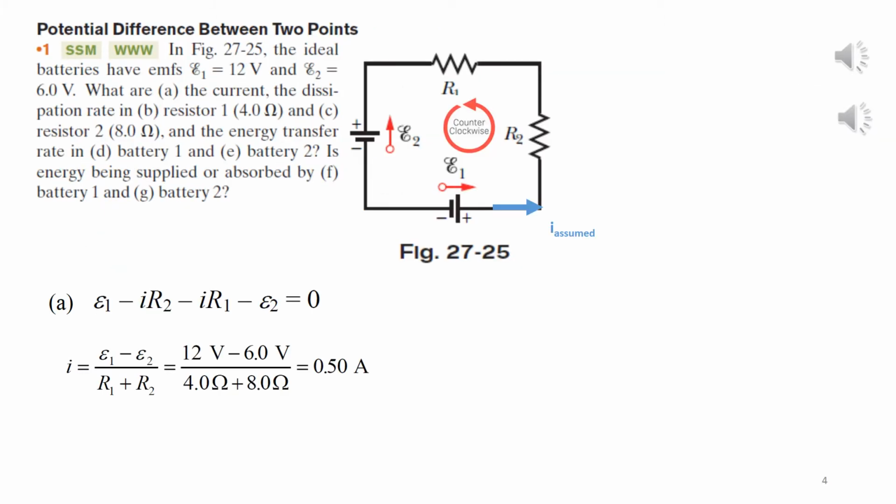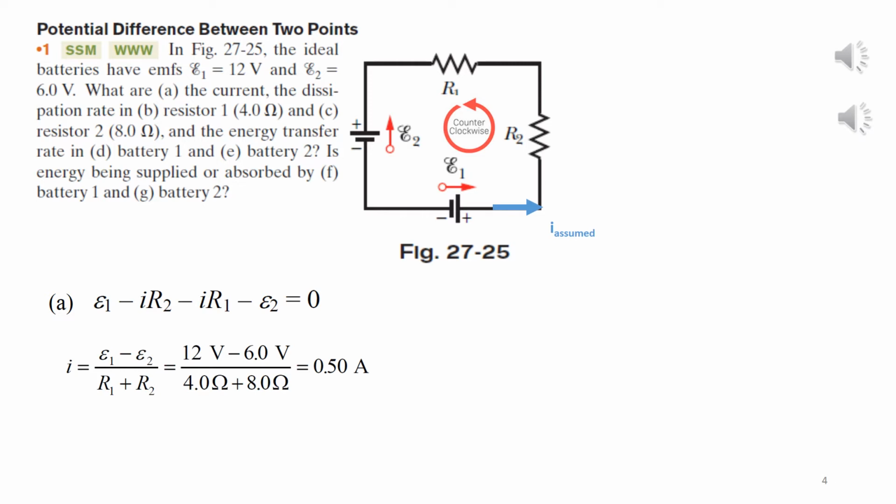You can choose either counterclockwise or clockwise, but both will end with the same result. If you choose counterclockwise, we have two rules to remember. If the loop is going with the EMF, I put plus for the E. If it is going against the EMF arrow, we put negative E. The rule concerning the resistor is very different. If the loop is going with the current assumed in the resistor, it is negative Ri. If the loop is going against the current in the resistance, it would be plus Ri.